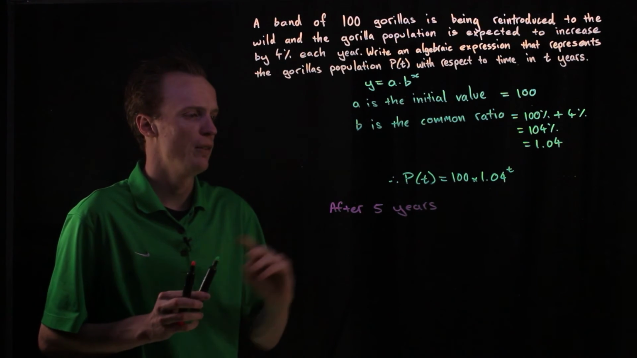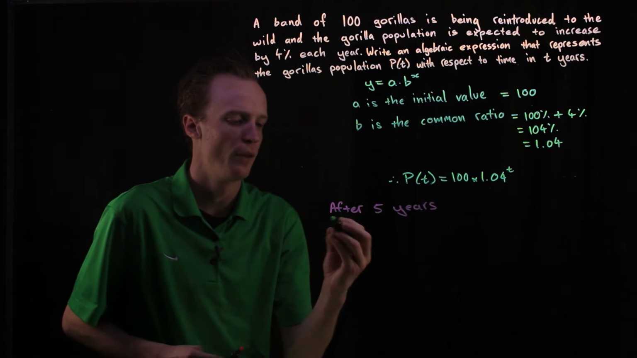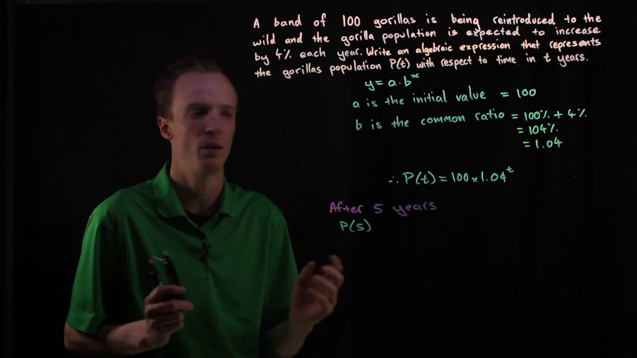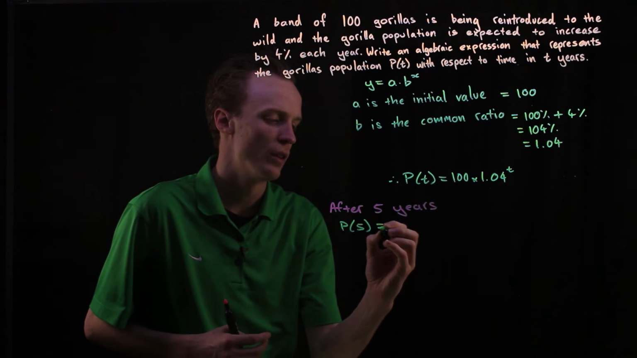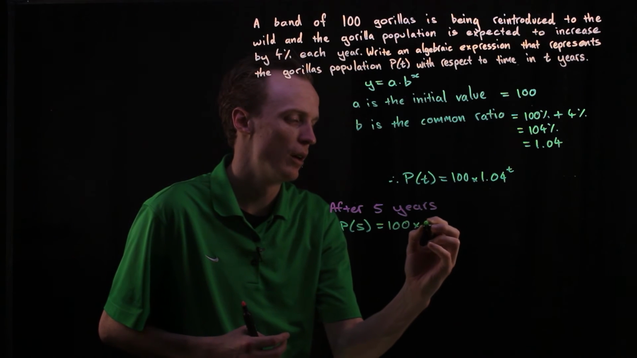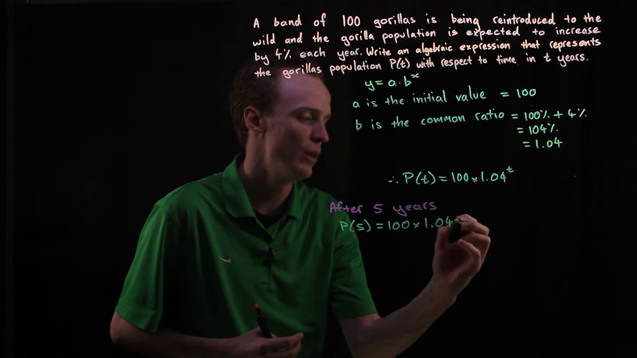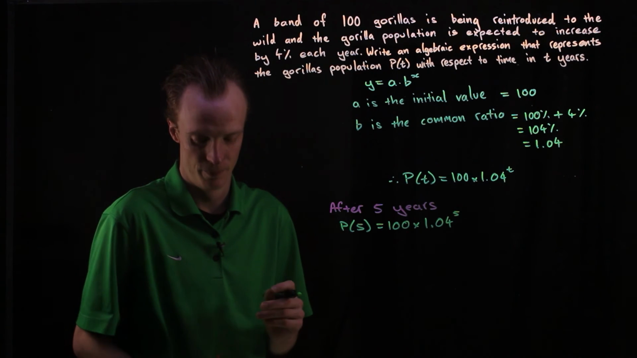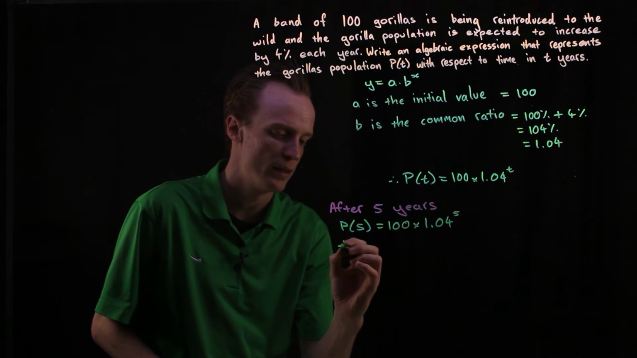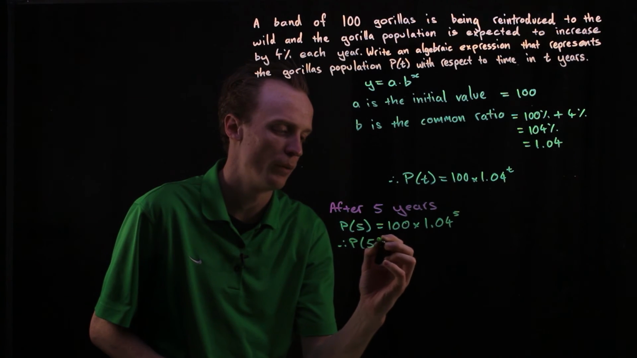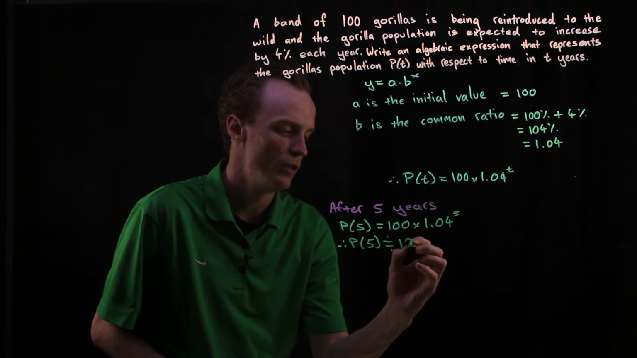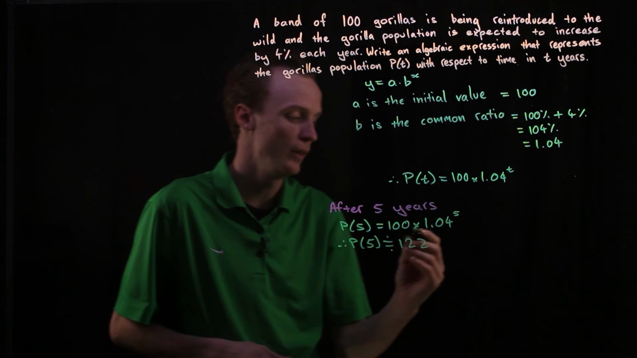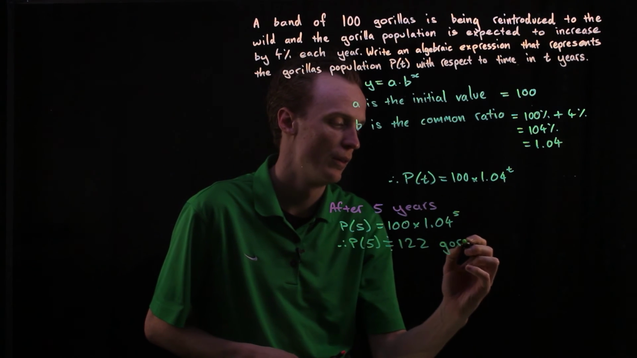Well, to find that, what we're really looking for is when t is equal to 5. So we're finding the population when t, our input into this function, is equal to 5. So this is just substitution. This will be 100 times 1.04 to the power of 5. And if we put that in our calculator now, we will find that we have approximately 122. And of course, this is a population, the number of gorillas, so we'll have 122 gorillas.